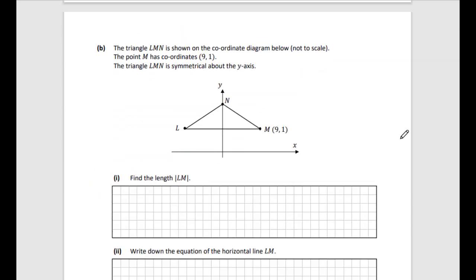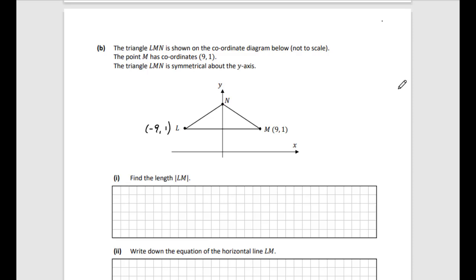Okay, so let's have a look at B then. The triangle LMN is shown on the coordinate diagram below, which is not to scale. So that's this triangle here. The point M has coordinates 9, 1. So the coordinates here are 9, 1. The triangle LMN is symmetrical about the y-axis. Okay, so about the y-axis is symmetrical. That means this point over here is going to be minus 9, 1.